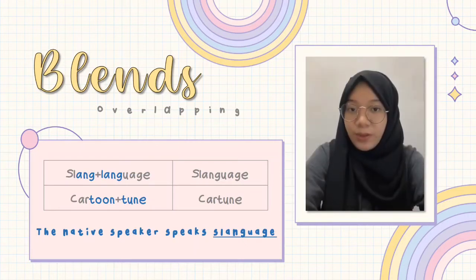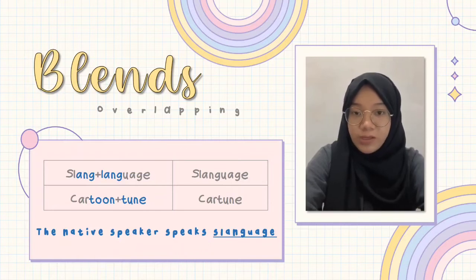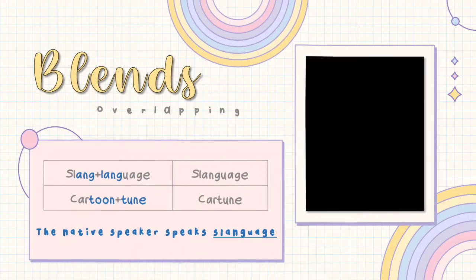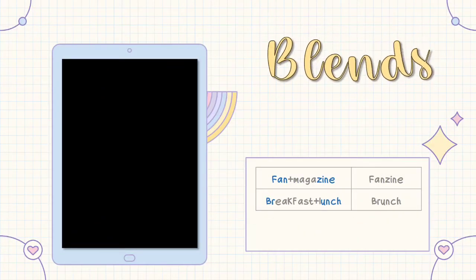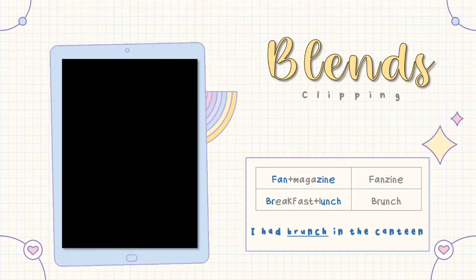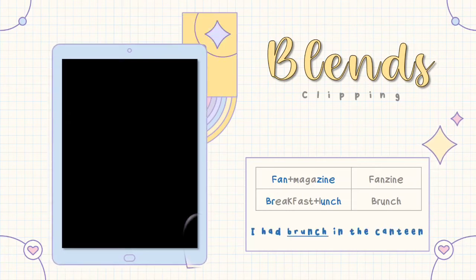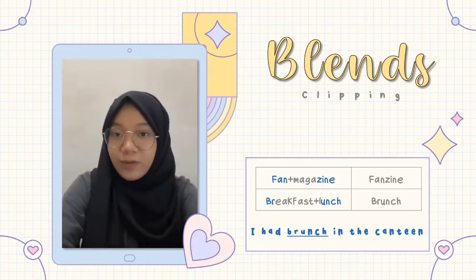So here are examples of each type of blend word. The first, we have overlapping. Slang plus language can be slanguage. Cartoon plus tune can be cartoon. For example of sentences: the native speaker speaks slanguage. Next, we have clipping. The example is fan plus magazine can be fanzine. Breakfast plus lunch can be brunch. For example of the sentences: I had brunch in the canteen.